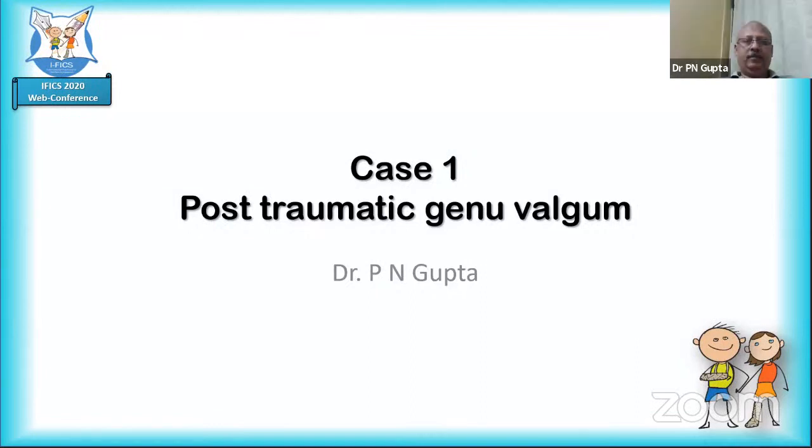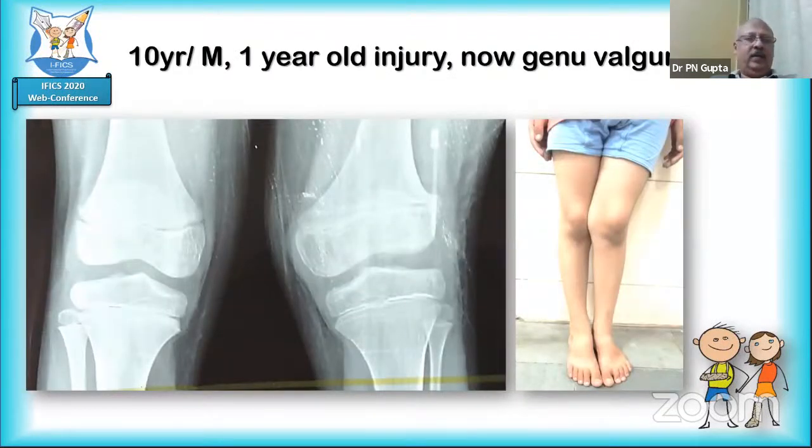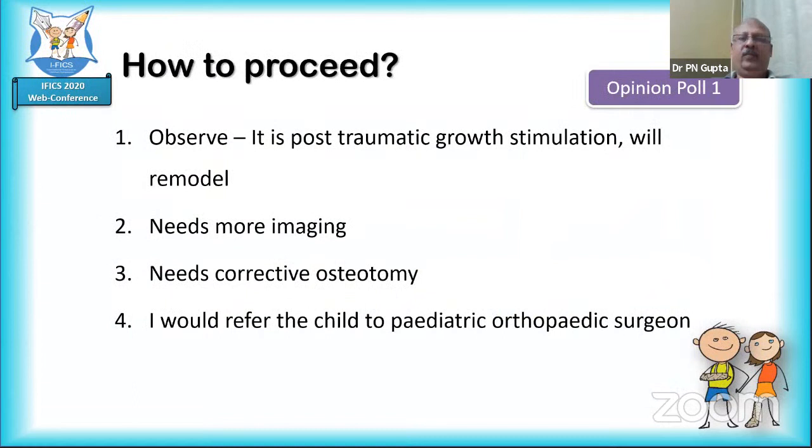Yeah, good evening, everybody. This is a 10-year-old boy who came to us about 1 year after the injury. Now has about 15 degrees of genu valgum in the left side. So do we have the poll, how to proceed? Can we have the first poll, Ashok? Yes, sir.